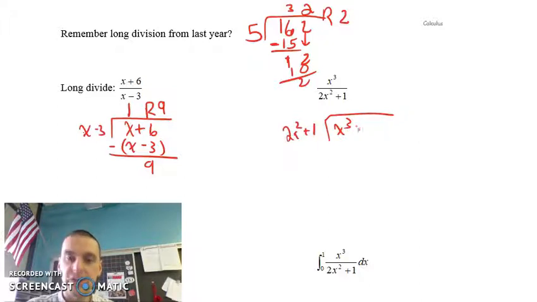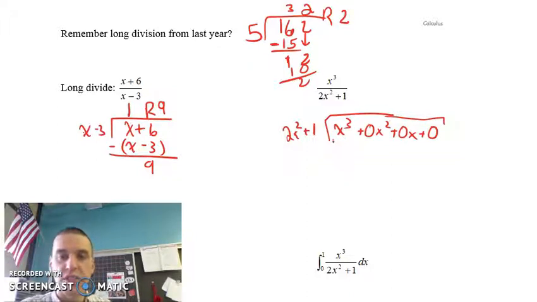When you have no other variables, I can always write out placeholders. We know those are all zeros, so we'll look at this. What can you multiply 2x squared by to give you x cubed? And the answer is 1/2 x. That'll give me x cubed. So 1/2 times 2 is 1. x times x squared is x cubed.